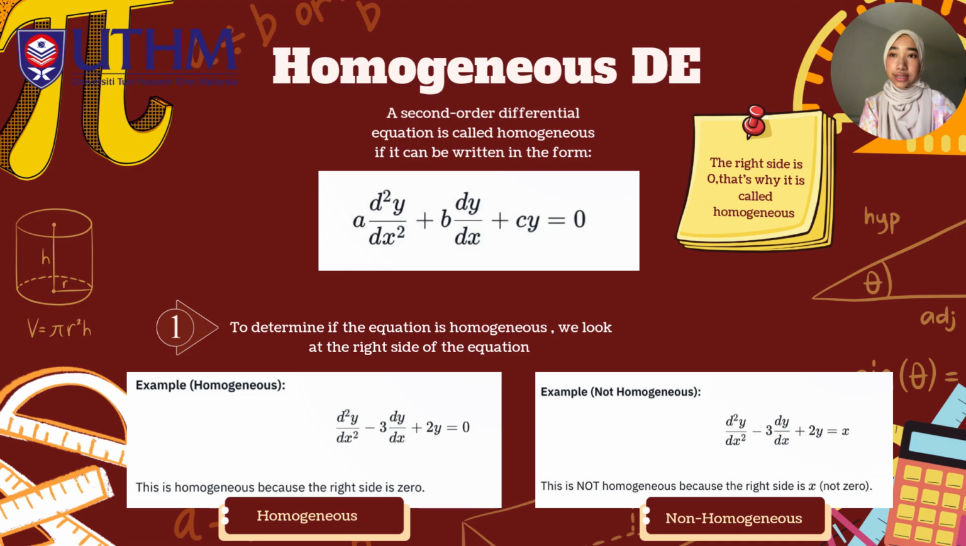So how do we determine if the equation is homogeneous? We look at the right side of the equation. For example, the left example is homogeneous because the right hand side has the value of 0. Meanwhile, the right equation is not homogeneous because the right hand side has the value of x. So it is very simple to determine whether the equation is homogeneous or not.